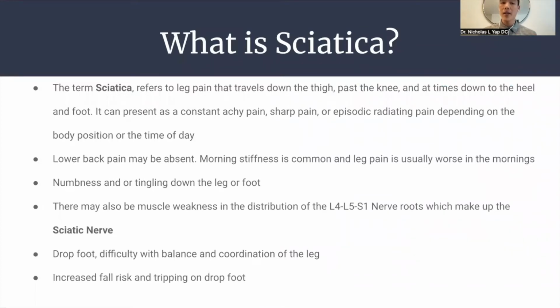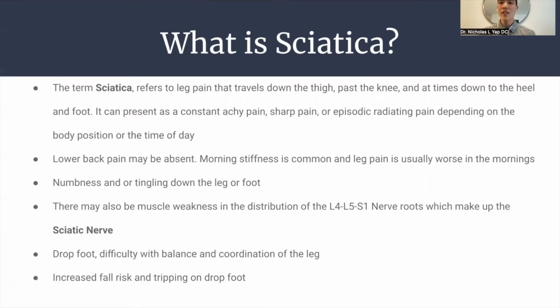Now, the term sciatica, or sciatic nerve irritation, refers to leg pain that can travel down the leg. Typically, it can start in the lower back or refer pain into the glute or your butt muscles, travel down the leg or thigh, past the knee, and at times it can go down and radiate pain into the heel or the foot, potentially mimicking an Achilles tendinopathy or plantar fasciitis.